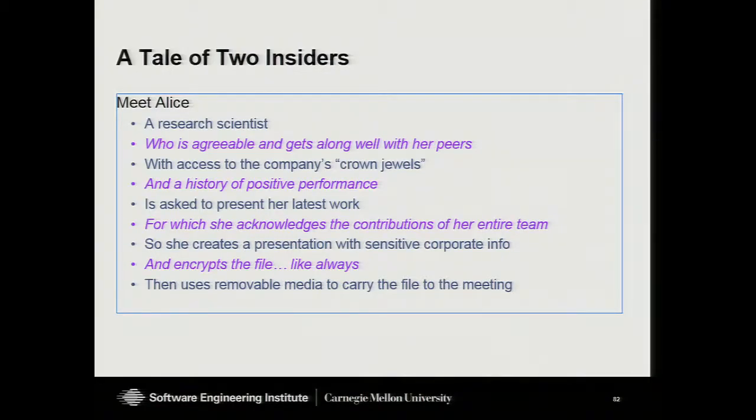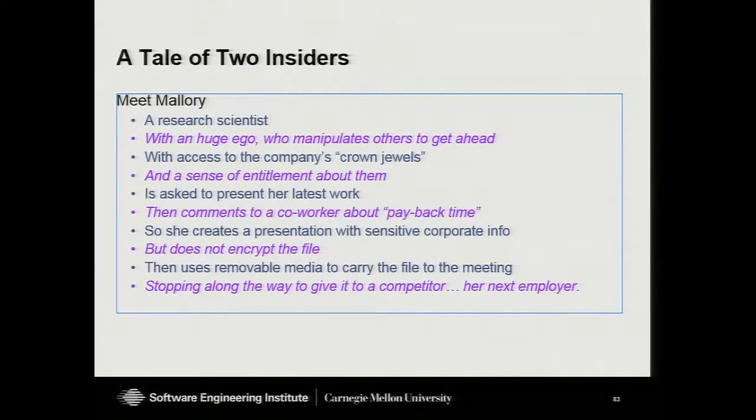Alice is a research scientist. She's agreeable. She gets along well with her peers. She has a history of positive performance. She acknowledges the contributions of her entire team in the presentation that she makes. And when she carries the file to the presentation, she encrypts the file. Let's look at Mallory. Mallory, a little bit different. She has a huge ego. She manipulates others to get ahead.